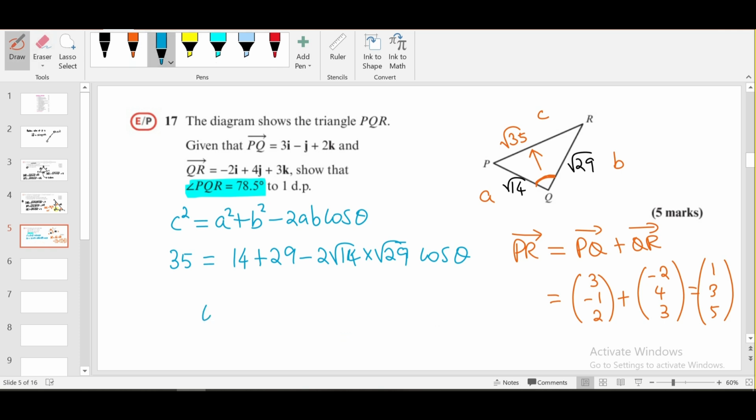And then make cos theta the subject. So it's going to be cos theta is equal to 14 plus 29 minus 35 divided by 2 square root of 14 times square root of 29, and then find cos inverse. You will get this. Degree mode.